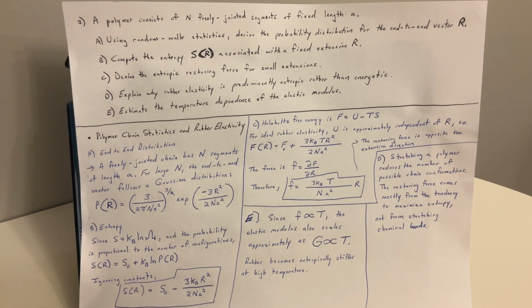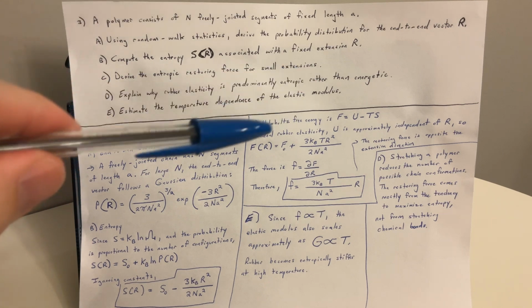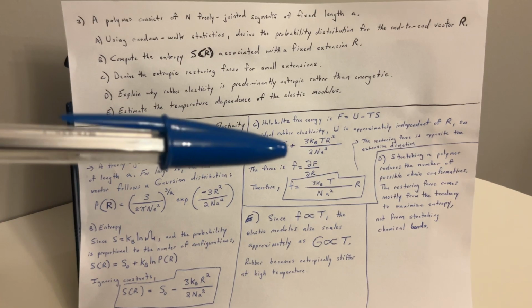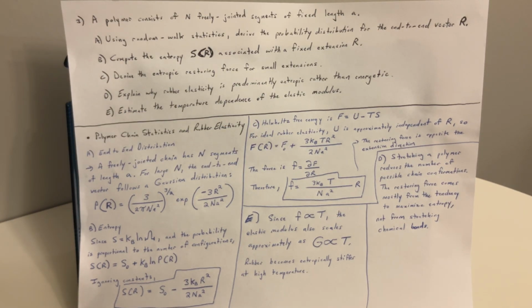Letter C, derive the entropic restoring force for small extensions. Helmholtz free energy is F equals U minus TS. For ideal rubber elasticity, U is approximately independent of R. So F of R equals F naught plus 3 k_B T R squared over 2 N a squared.